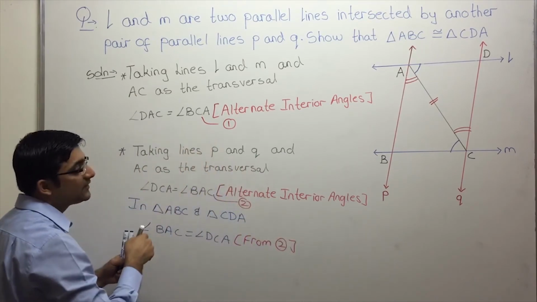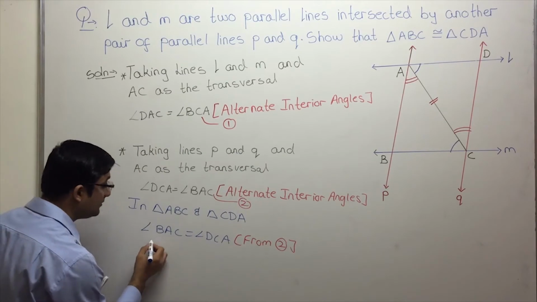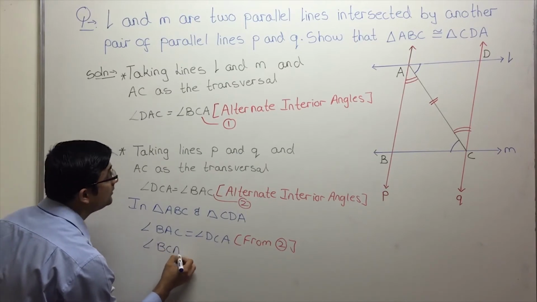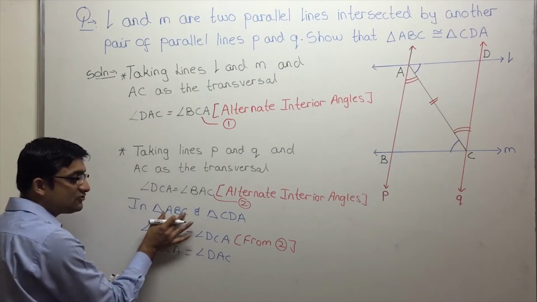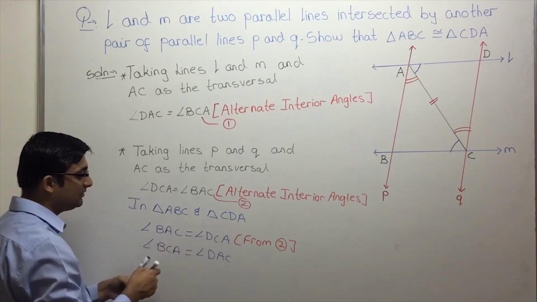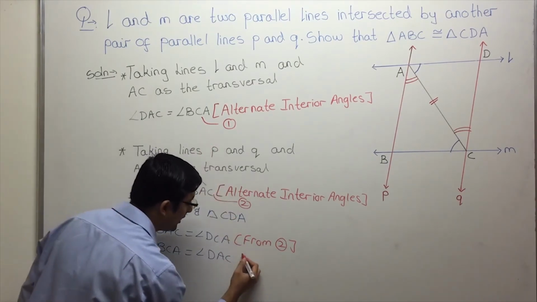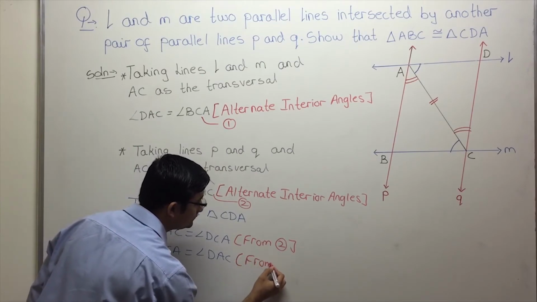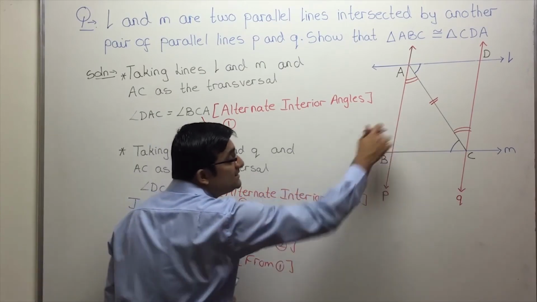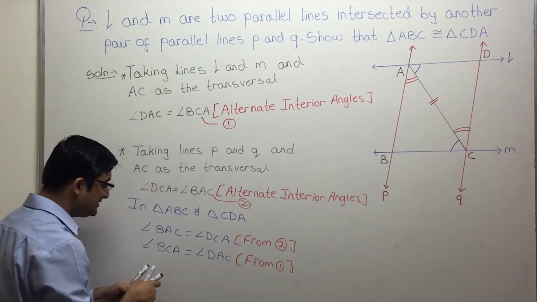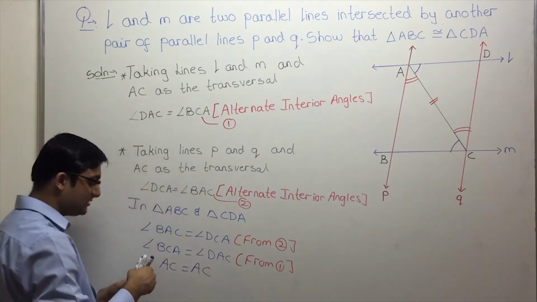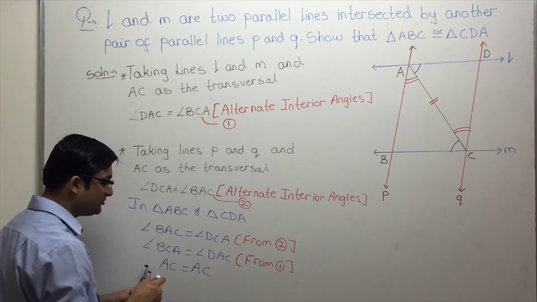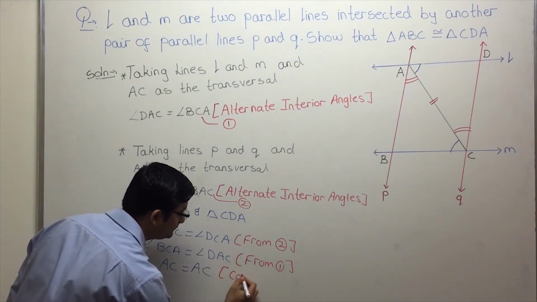Similarly, this over here, angle BCA is equal to angle DAC. Notice first the parts of this triangle, then the parts of this triangle. From where are we getting this? From 1. And next, AC is the common side. So AC is equal to AC. What is the reason? Common side. So mention in bracket common side.